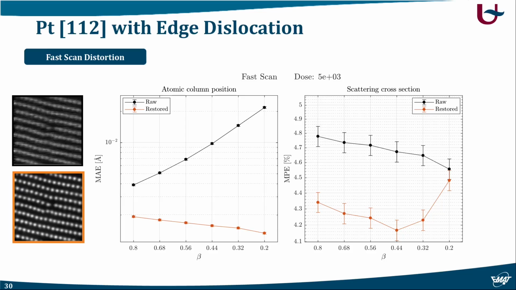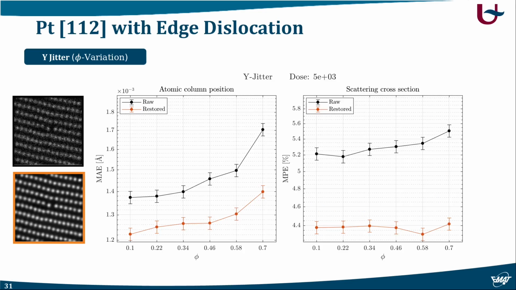So on the left-hand side in the black box, you can see a distorted image with a heavy fast scan distortion. And in the orange box below, you can see a restored version of that image. Correspondingly, in the left graph, you see the mean absolute error on the atomic column positions. And on the right-hand side graph, you see the mean percentage error on the scattering cross-section. Now you can see that for the raw images, the error on the position increases as the severity of the fast scan distortion increases, but with the restored version that's been mitigated quite well. Also, we see some improvement on the scattering cross-section with the restored versions as well.